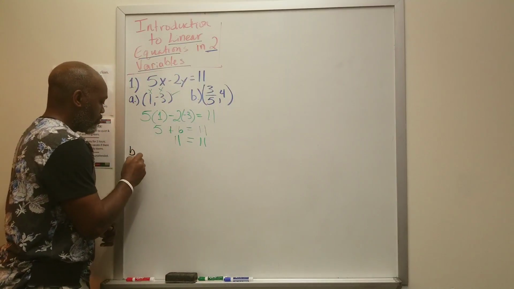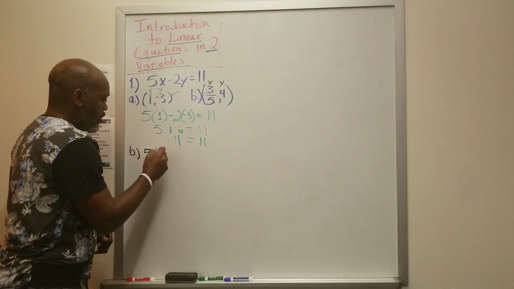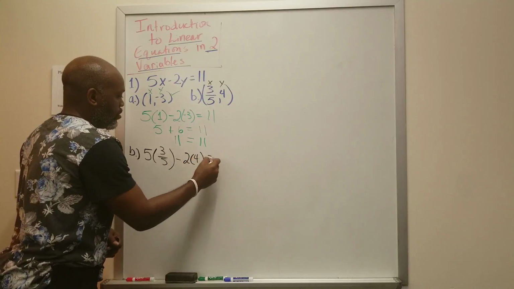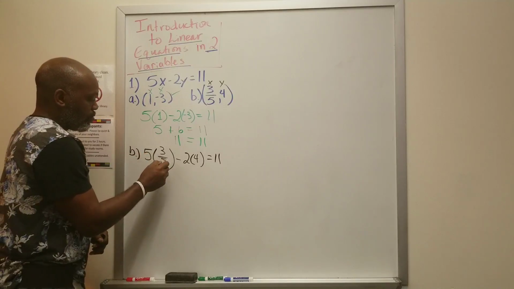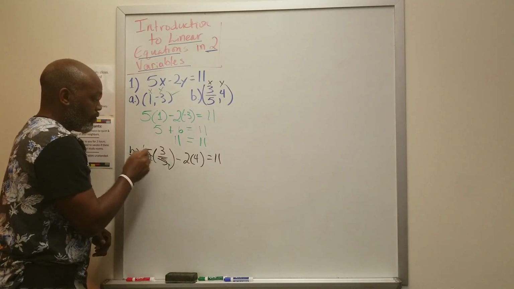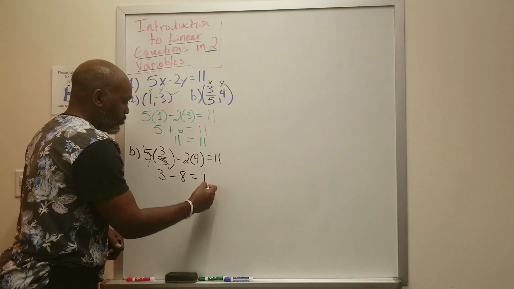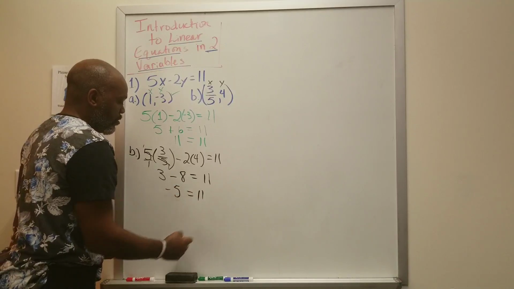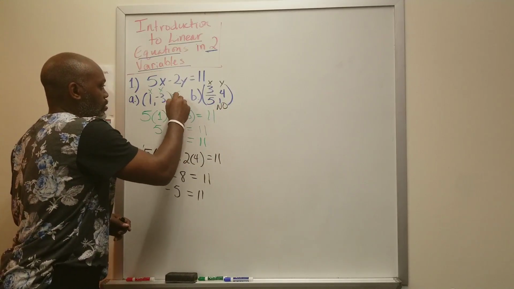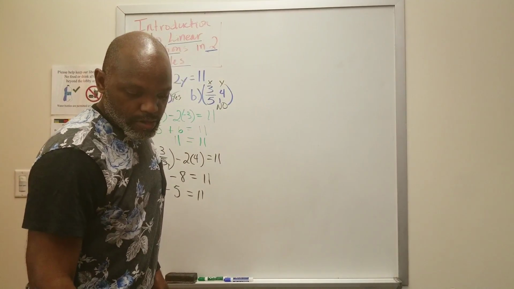We look at the next one, and we have our x and our y. We're going to go 5 times 3/5 minus 2 times 4. Does it equal 11? Well, 5 times 3/5, if I make this a fraction, I reduce diagonally. That's a 1, because I'm dividing by the greatest common factor. I have 3 minus 2 times 4, which is 8. And this equals negative 5, which does not equal 11. So this ordered pair does not satisfy this equation.